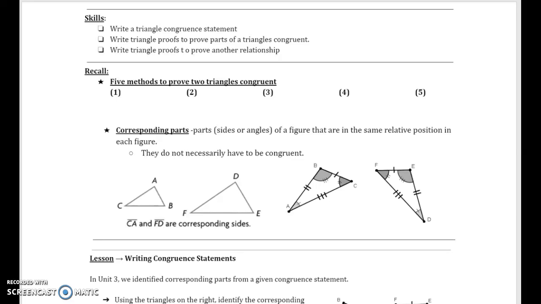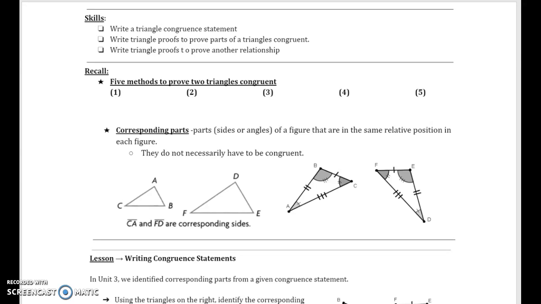Unit 4, Lesson 5. This lesson will be on CPCTC, which is corresponding parts of congruent triangles are congruent. So in this lesson, we'll write a triangle congruence statement, which is a review from Unit 3, write triangle proofs to prove parts of triangles are congruent, and write triangle proofs to prove other relationships.